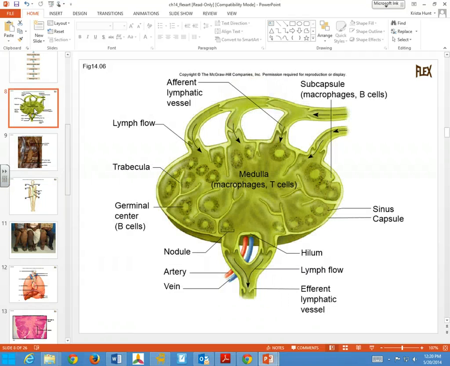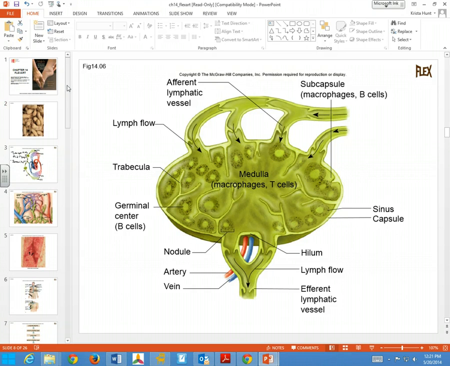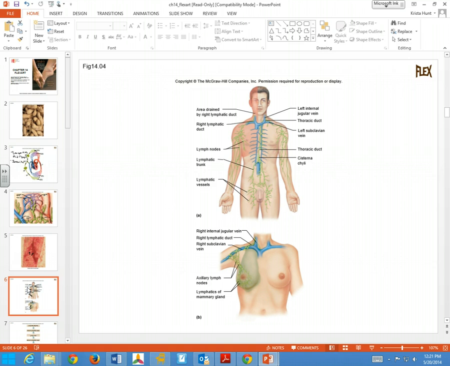Here's a close-up of one of those lymph nodes where they're producing these macrophages and T cells. These are things that help with immunity. We'll talk about that a little more in a second. Here's a little close-up spot of where you see more lymph nodes. Definitely a significant area in the female breasts as well. Guys, a little bit, but much more in the females.